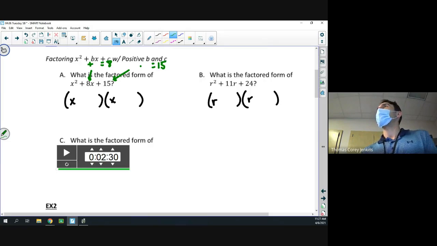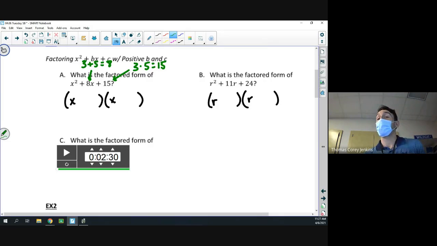Anybody got it already? Robert, bless you. These numbers add to make 8. They're close, but what are they, Weaver? 3 and 5. That's what I was looking for. That's all right. 3 and 5. All right.